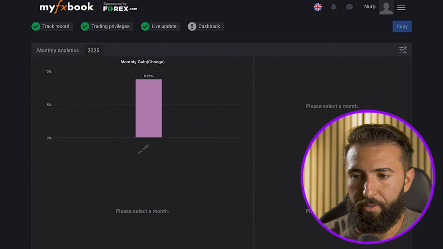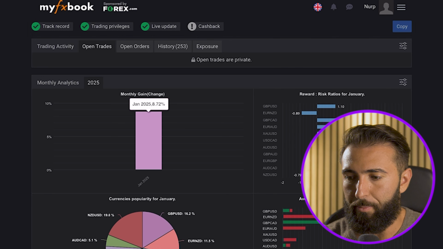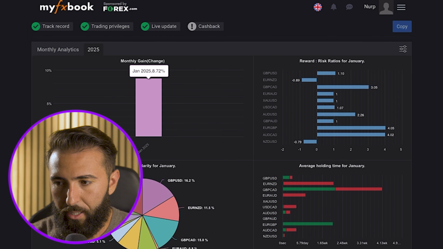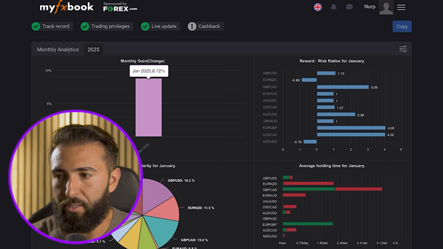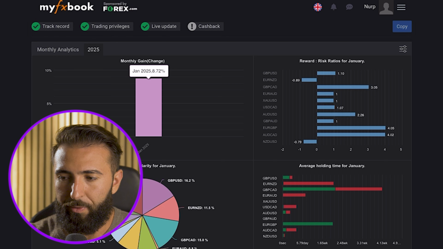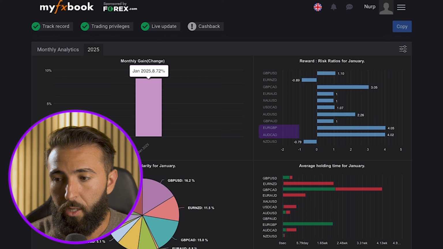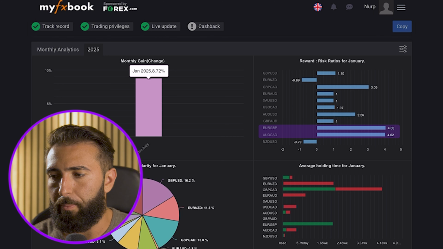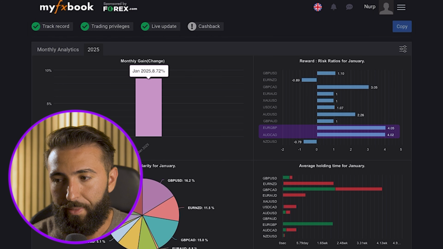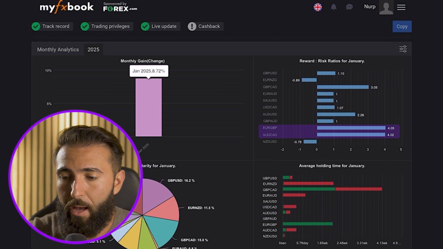If we scroll down, here's the month. As you can see, it is 8.72, almost 9% gain. And here's all the pairs that it traded. What I like to look at is this risk to reward ratios for January because this shows me the most profitable pairs that were traded in this month. As you can see, Euro GBP and AUD CAD were extremely profitable pairs sitting at a 4. That means for every trade it was taking on there, it was earning 4 times the amount it was risking.